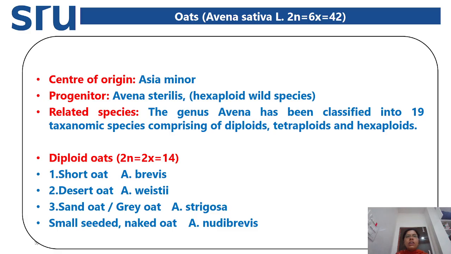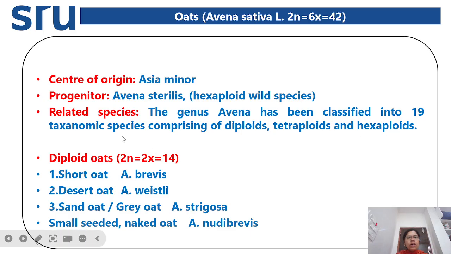Next, we will discuss the oats crop, that is Avena sativa. It has the chromosome number 2n = 6x = 42. This Avena sativa is also hexaploid, so it has the chromosome number 42. And next, coming to the centers of origin. The center of origin for oats is Asia Minor, and the progenitor for oats is Avena sterilis, a hexaploid wild species. The genus Avena was classified into 19 taxonomic species, which include diploids, tetraploids, and hexaploids.